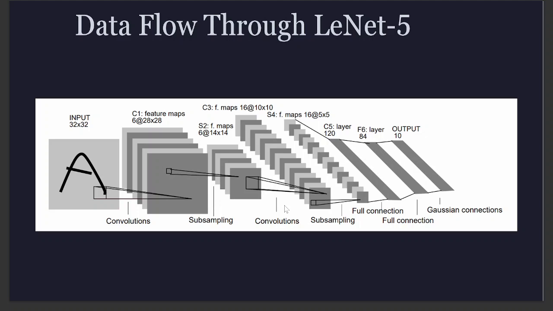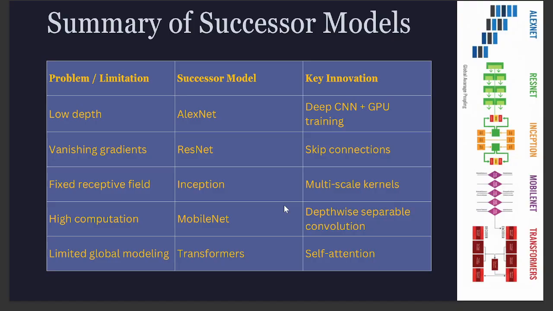Years later, many models were proposed based on the baseline of this LeNet 5. AlexNet went deeper using GPUs. ResNet solved vanishing gradient problems with skip connections. Inception used multi-scale kernels. MobileNet reduced computation with depth-wise convolution. Transformers introduced self-attention. But every one of them stands on LeNet's shoulders. The DNA of modern vision problems, local receptive fields, feature hierarchies, shared weights, all were born here.